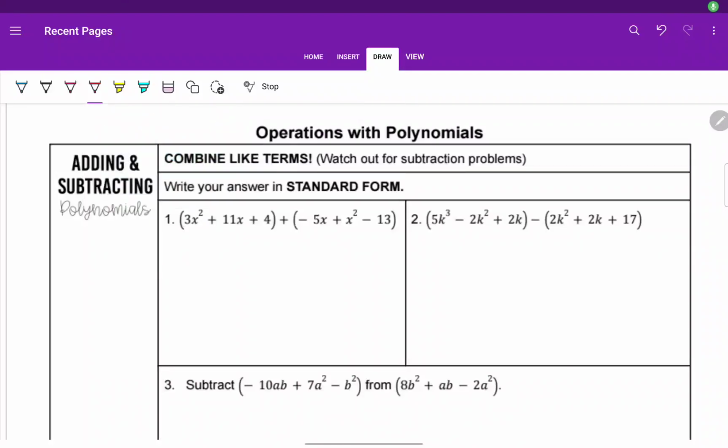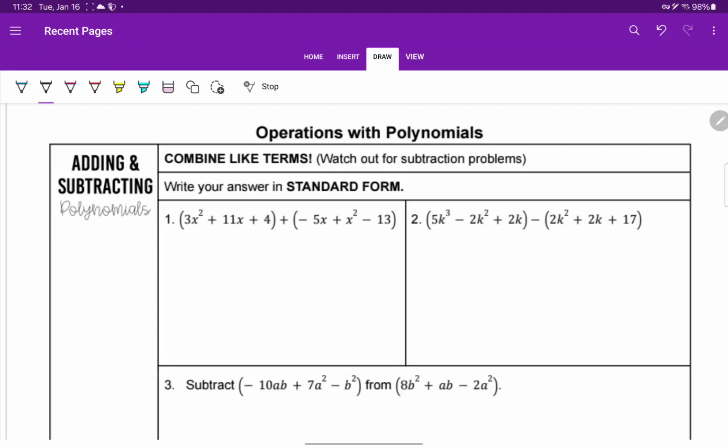These are the notes for operations with polynomials. So when you're adding and subtracting polynomials, you're just going to combine like terms, but watch out for subtraction problems because there is a minus sign in there that you want to distribute. So we're just here combining like terms. Let's go ahead and start with the first one.